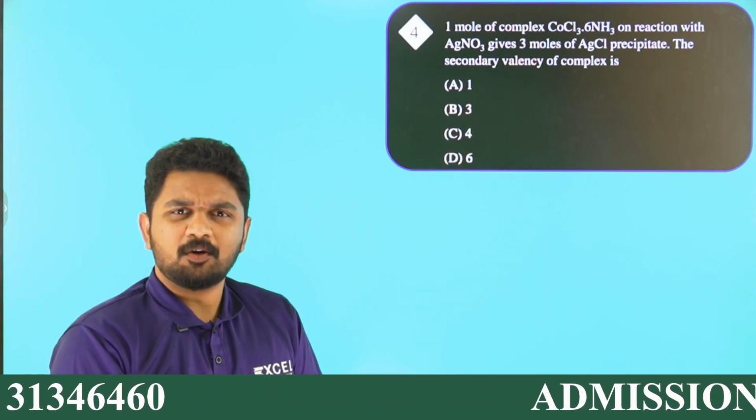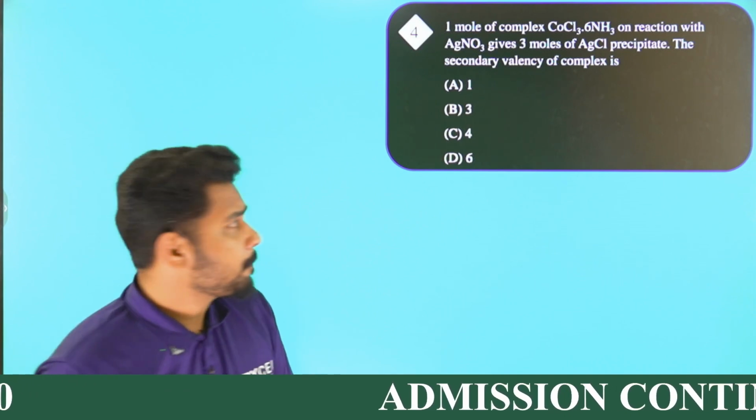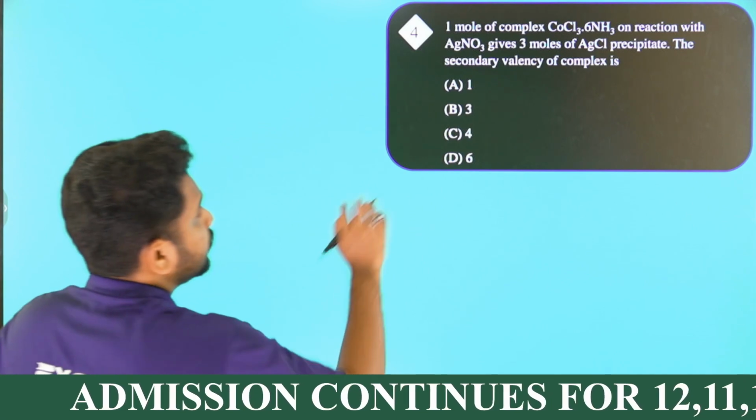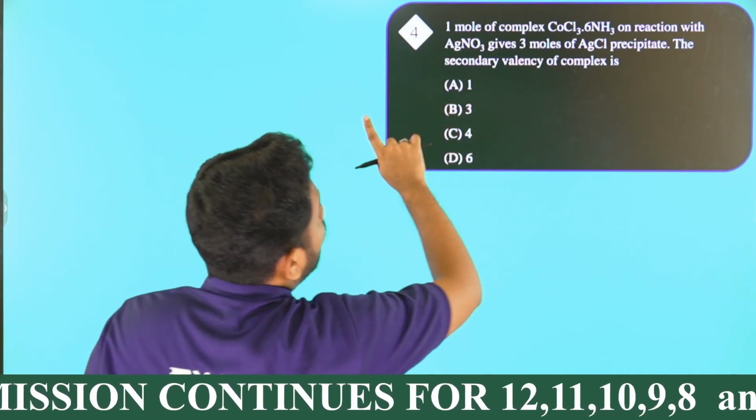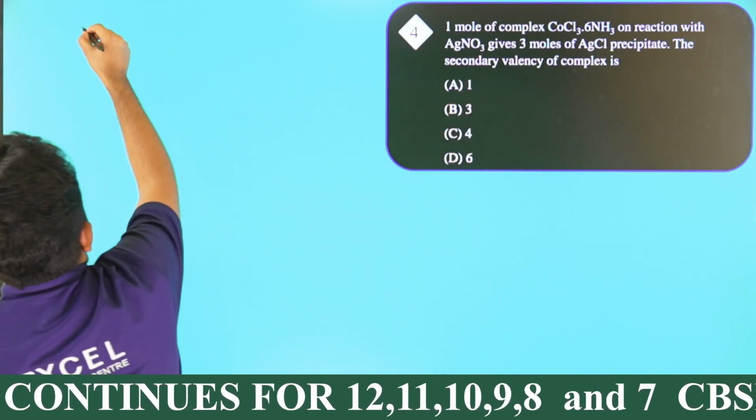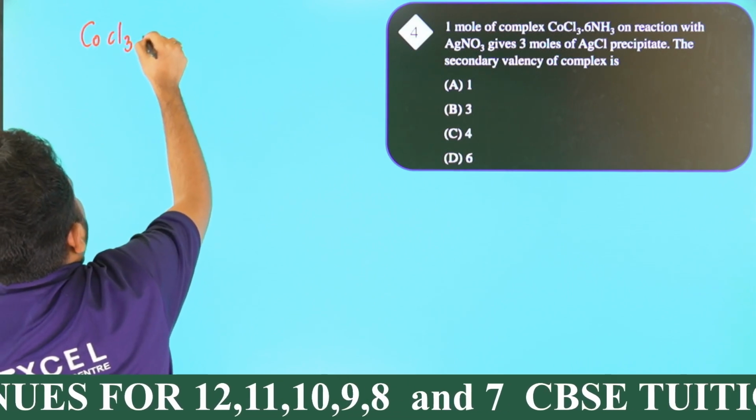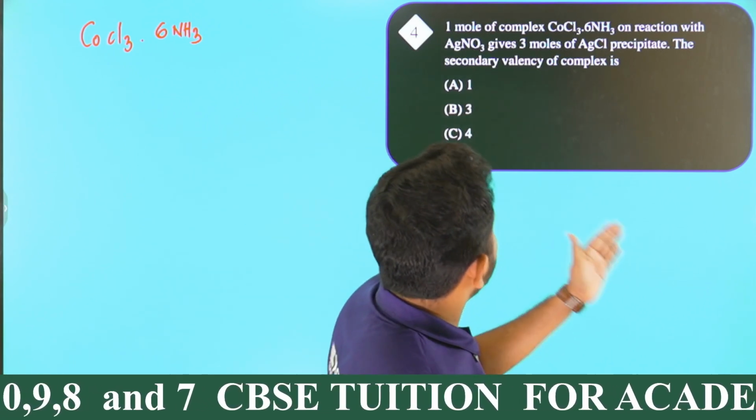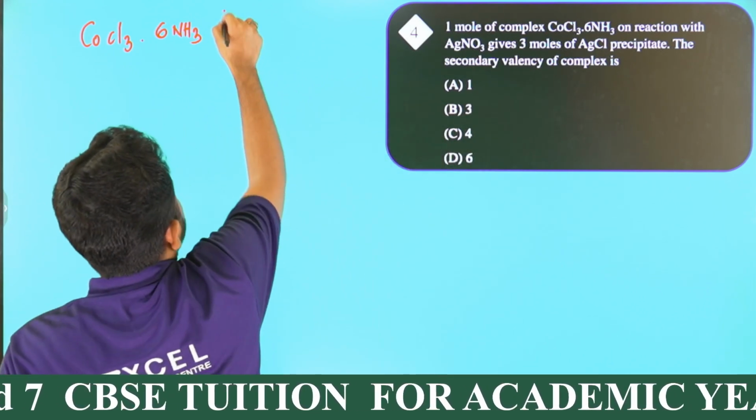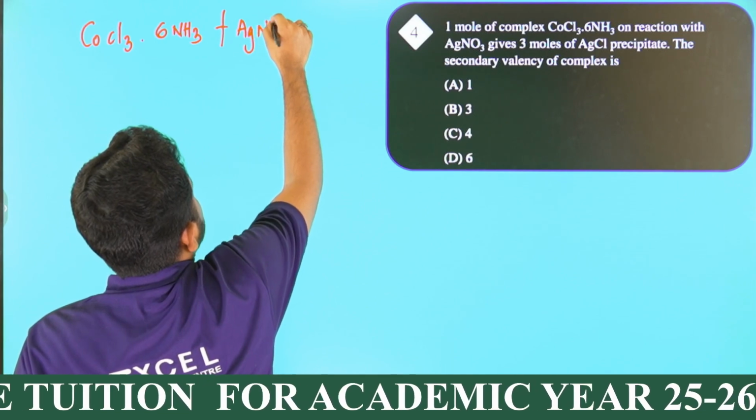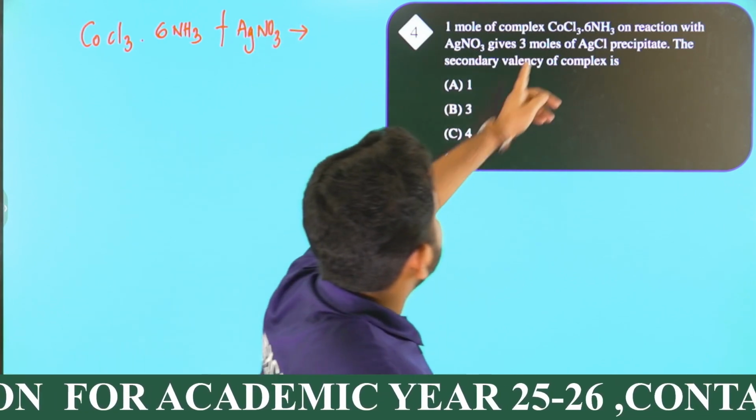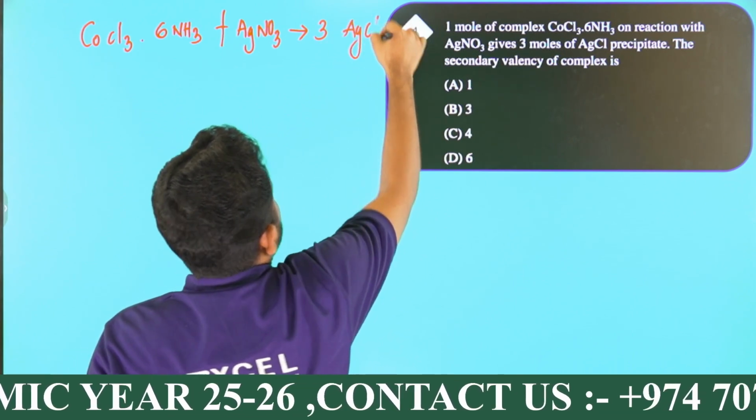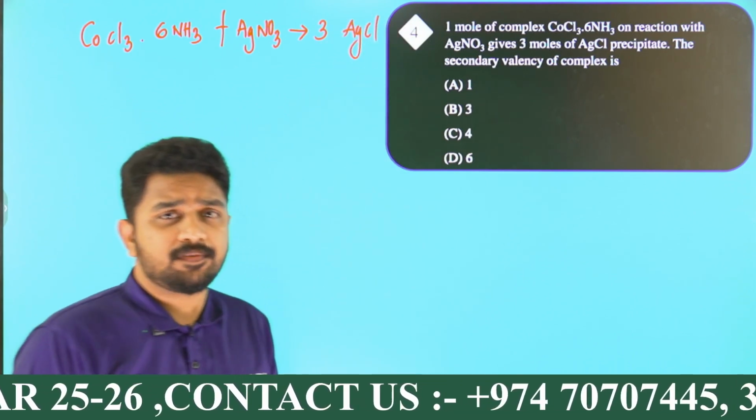Both steps will be the same for all. Anyway, let's see. In this question, what is given? 1 mole of a complex CoCl3.6NH3 on reaction with AgNO3 is giving 3 moles of AgCl. You are getting 3 moles of AgCl.